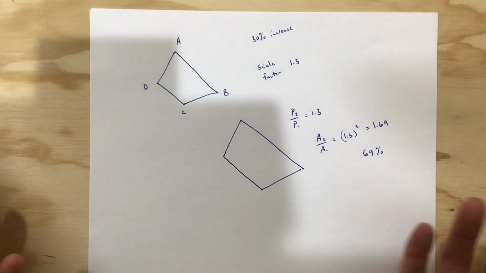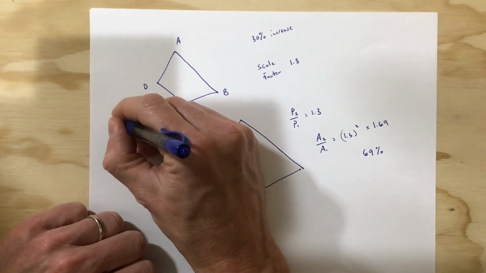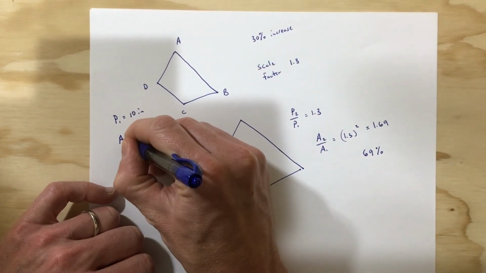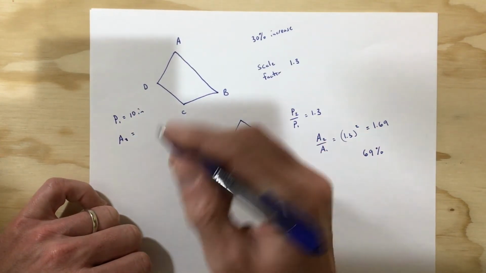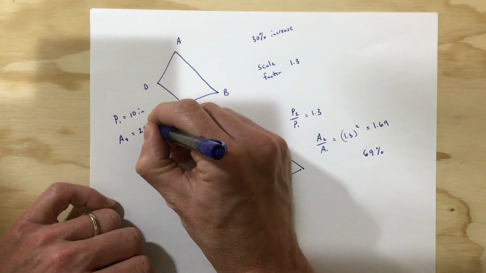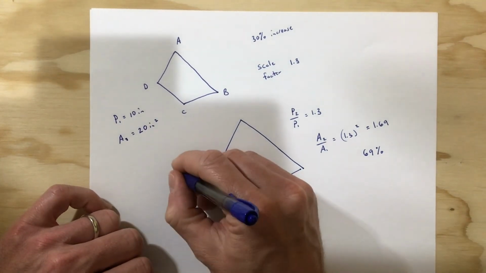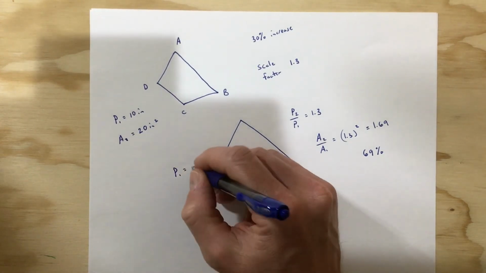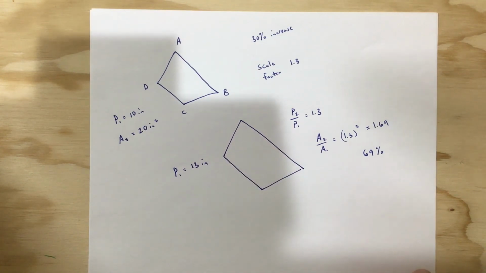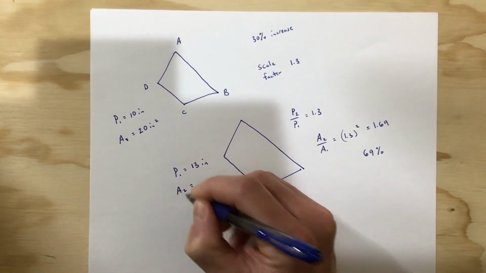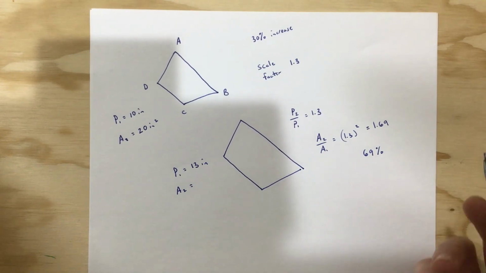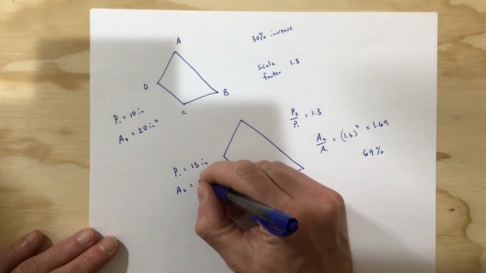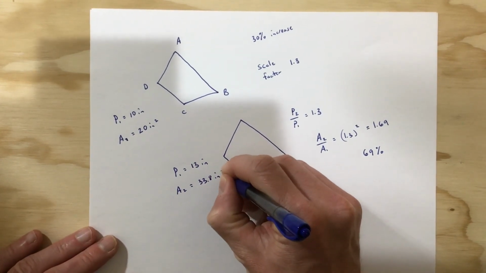Now, if you knew the two perimeters and you knew the two areas, so let's say this perimeter was 10 inches, and we knew the original area 1 was, I don't know, 20 square inches. Well, what's the new perimeter? It's got to be 1.3 times bigger. 1.3 times 10 is just 13 inches. Okay, what is the new area? I know that the new area is going to be 1.69 times bigger. It's the scale factor squared. So we just take 1.69 times 20, and we get 33.8 square inches.